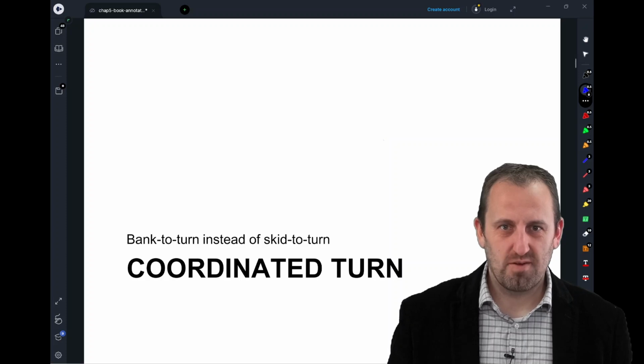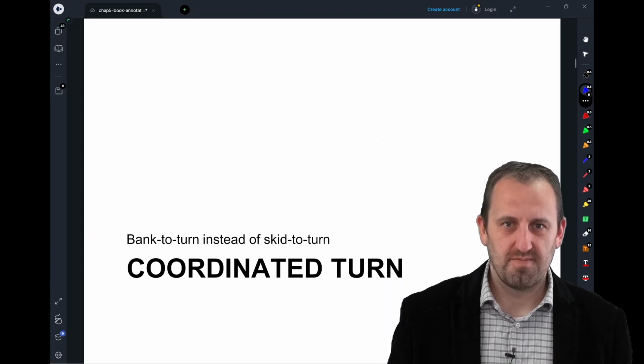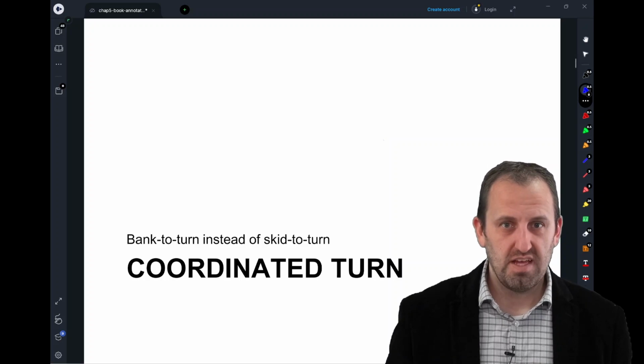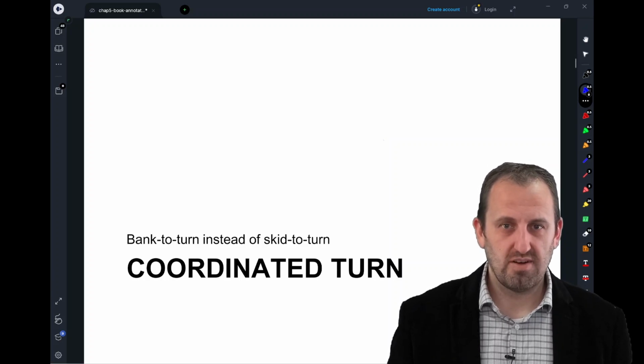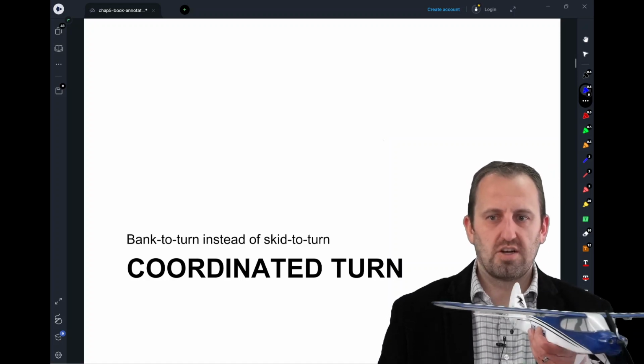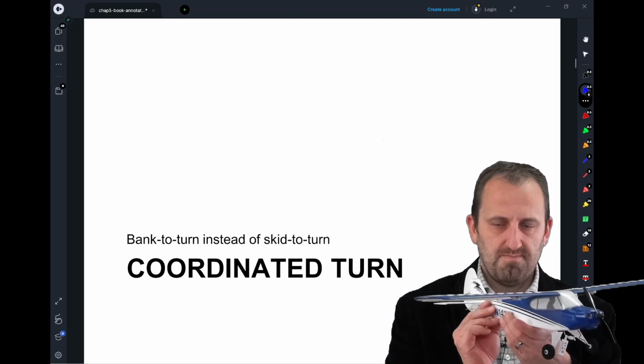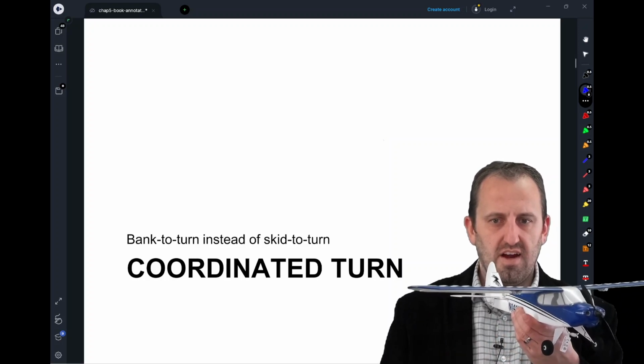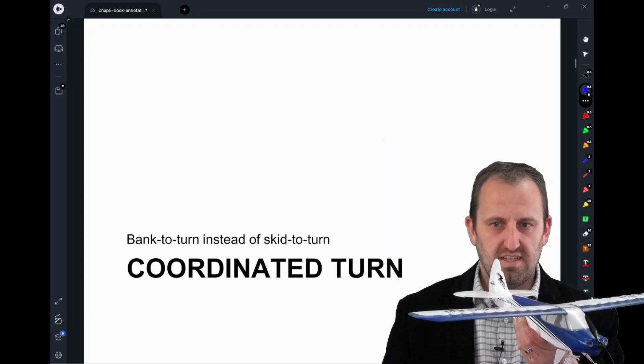Now, the very first model we're going to look at is a coordinated turn. This is not a linear model, but what it does do is allow us to design trajectories about which we can linearize. So, to give you an idea of what the coordinated turn is, I've brought my little toy plane in here. An aircraft has two different ways that it can turn.